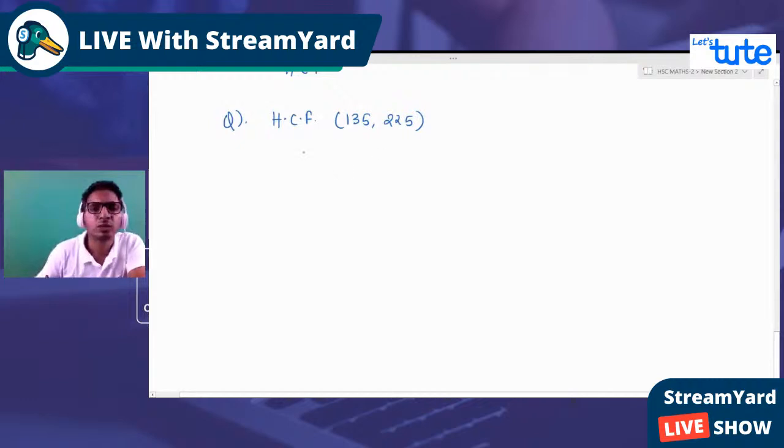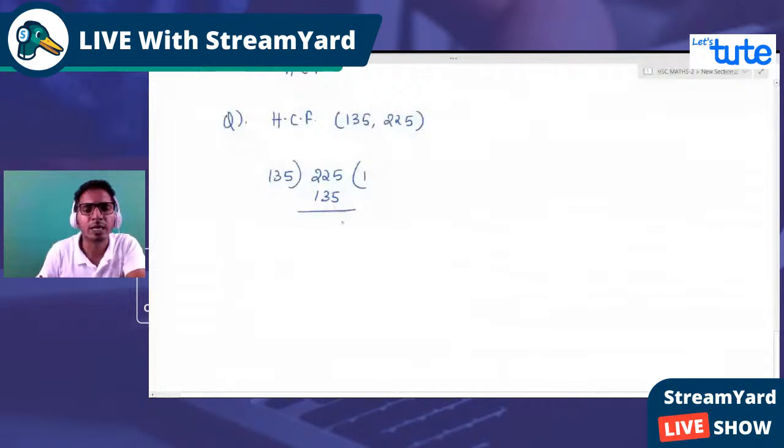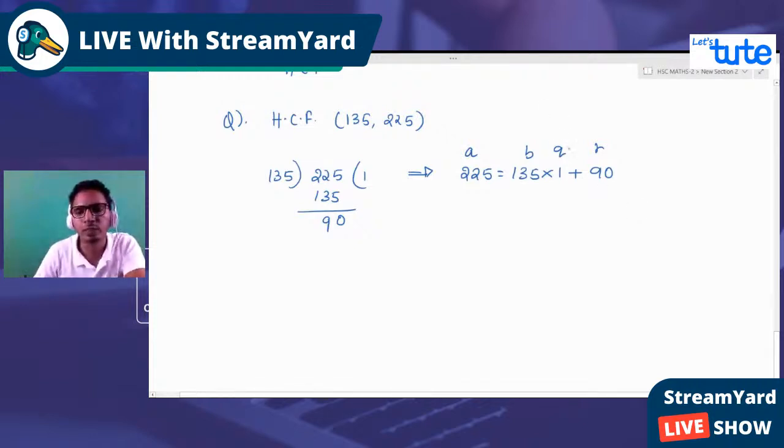First of all, we have to do the regular division. So what we'll get is 135 ones are 135, and on subtracting we get 90. If I'm not wrong, yes, we get 90. So from this we understand that 225 can be written as 135 multiplied by 1 plus 90. In this case, this is our A, this is our B, this is our Q, and this is our R, where Q is the quotient and R is the remainder.